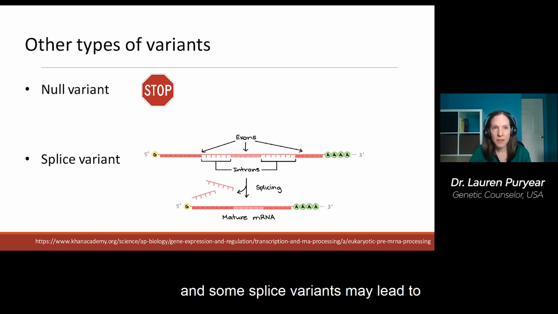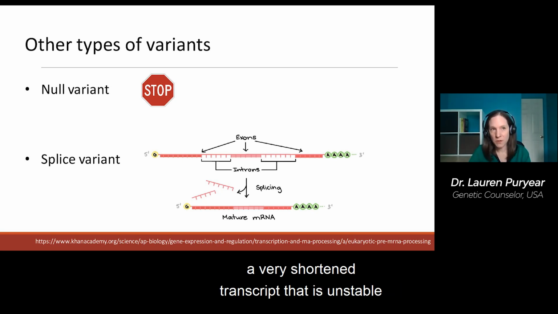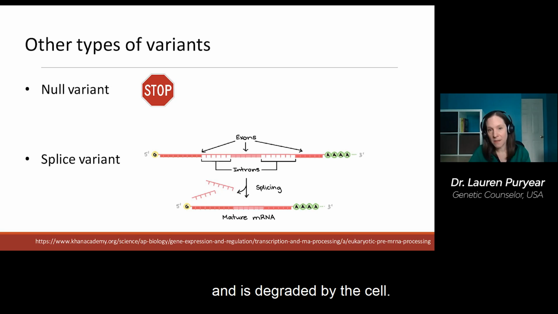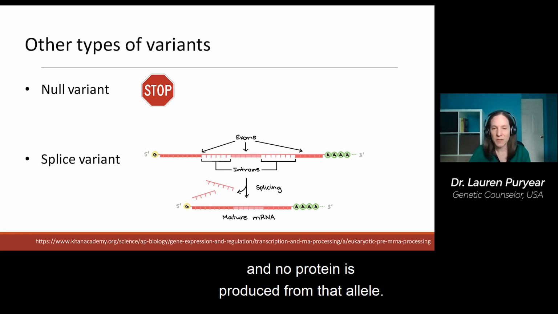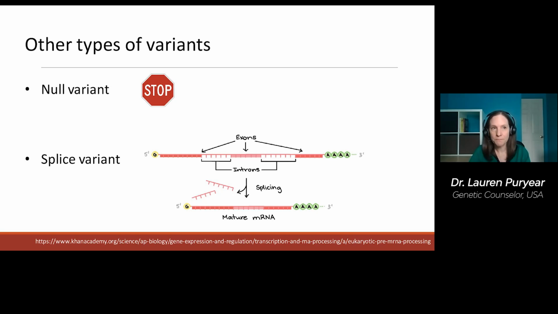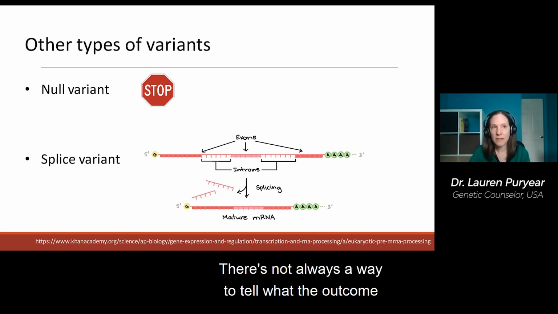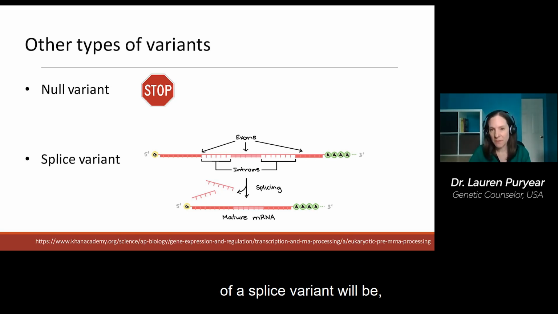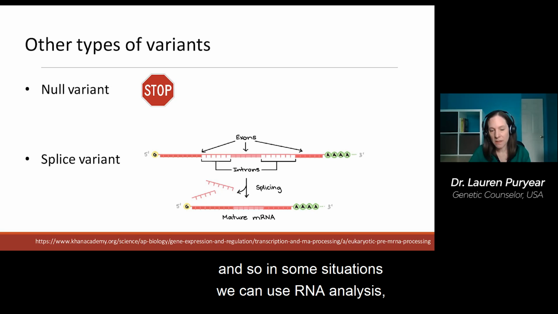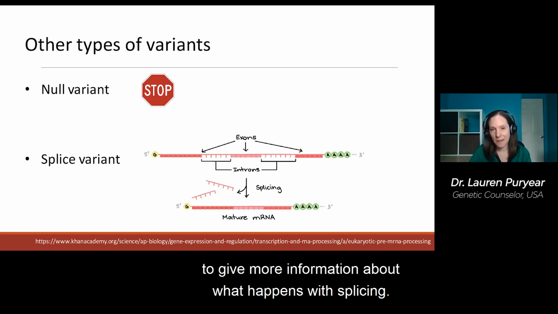And some splice variants may lead to a very shortened transcript that is unstable and is degraded by the cell. So essentially like a null variant, and no protein is produced from that allele. There's not always a way to tell what the outcome of a splice variant will be. And so in some situations, we can use RNA analysis to give more information about what happens with splicing.